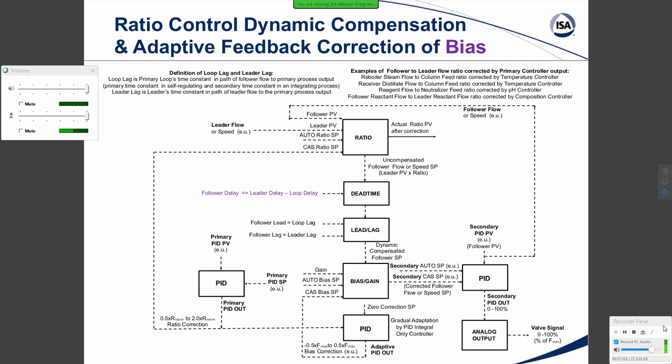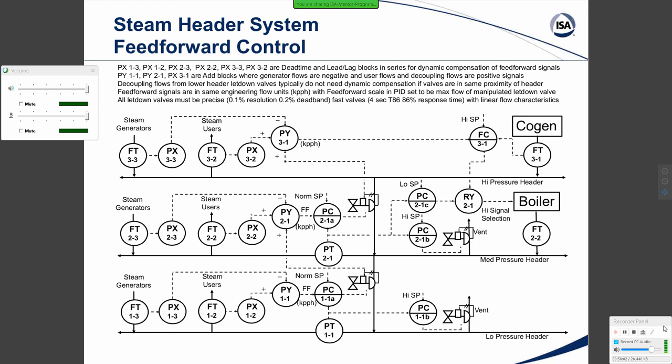Here we show the other case where the primary PID controller, for principally plug flow volumes and solids, is correcting a ratio set point or the ratio block in the cascade mode. And then the adaptation is being done to make the bias be more intelligent in the bias and gain block so that the primary PID correction to the ratio set point is minimal. And in this case, it may be the ratio correction, depending on how you scale, it could be saying we want a zero correction, maybe that's a one factor. Anyway, this shows the setup for that. And again, we use the terms leader and follower flows.